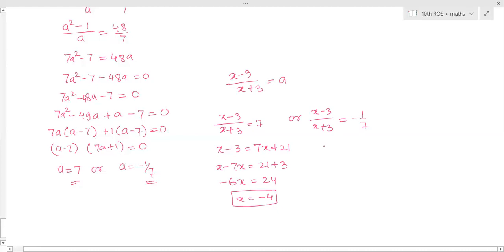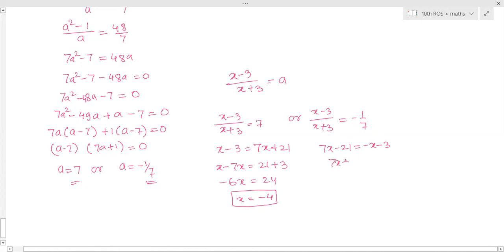And another one, 7x minus 21 is equal to minus x minus 3. Now I've started direct multiplying. I'm not putting 7 into bracket x minus 3 and then solving. You are also not supposed to do that one. You can directly multiply and write the answer.